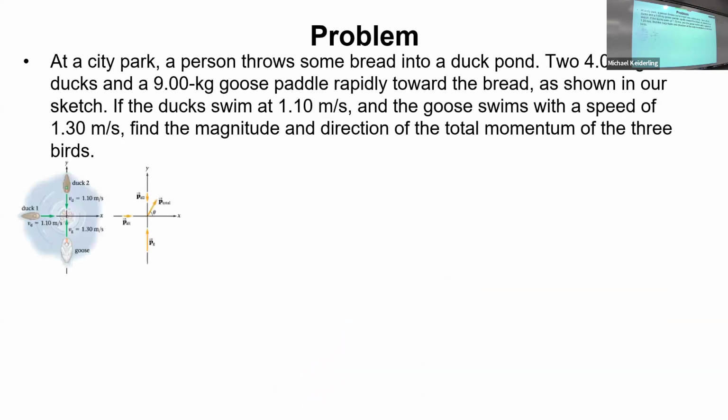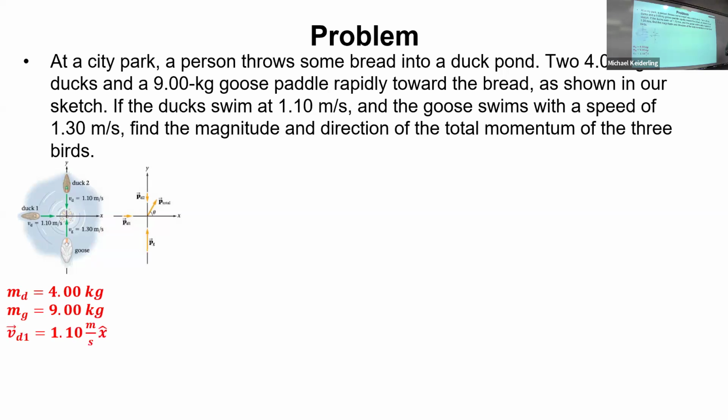Now, momentum is mass times velocity. Let's go over what we know. The mass of the ducks, 4 kilograms each. The mass of the goose is 9 kilograms. There are two ducks. There's duck 1 and duck 2.